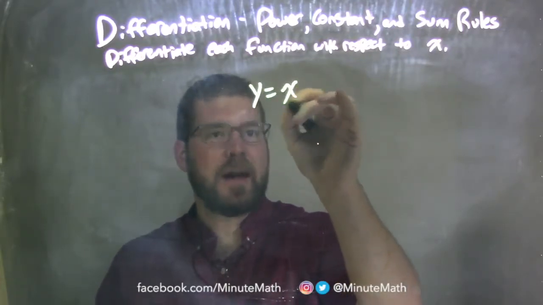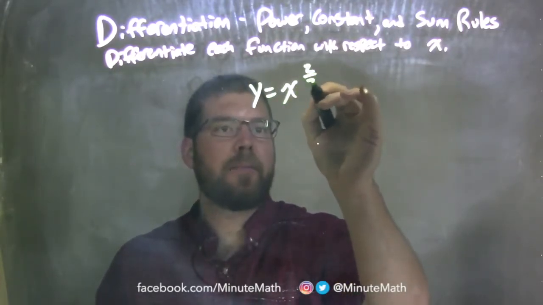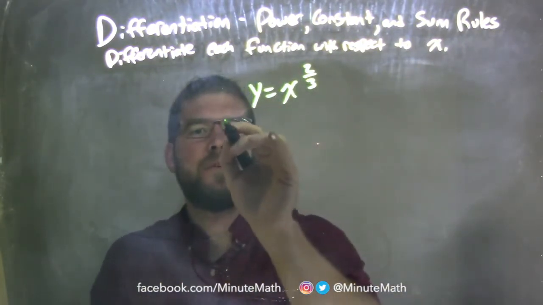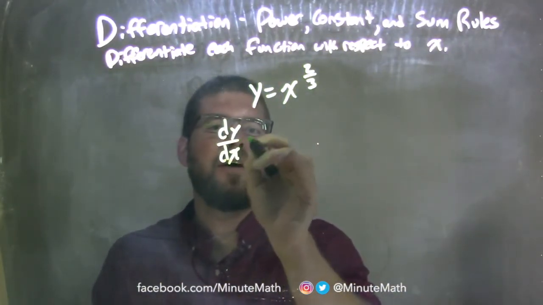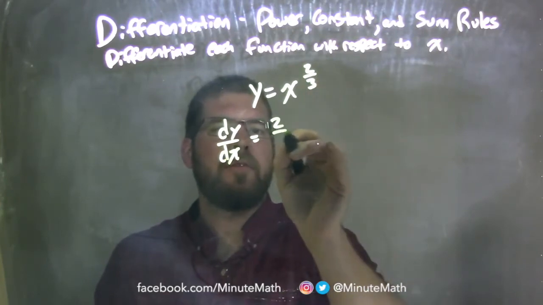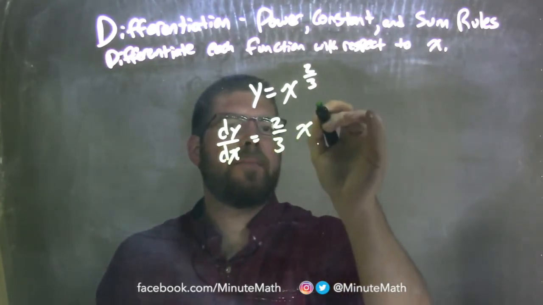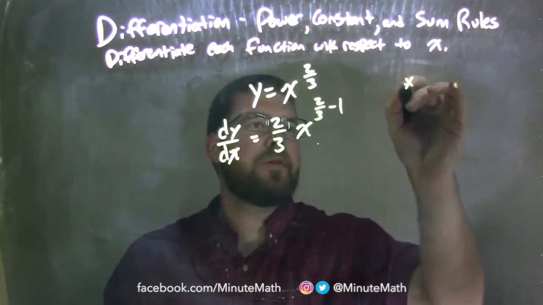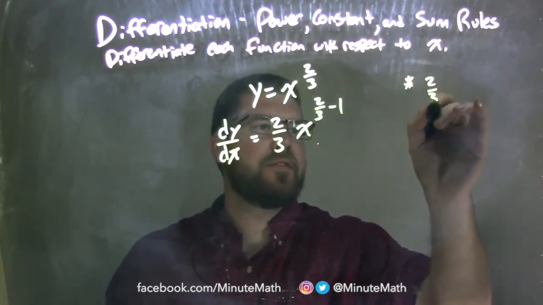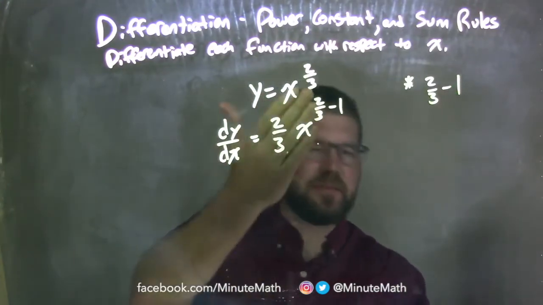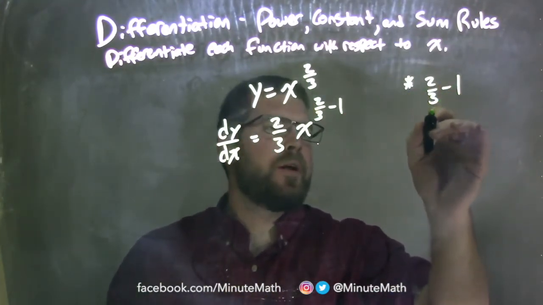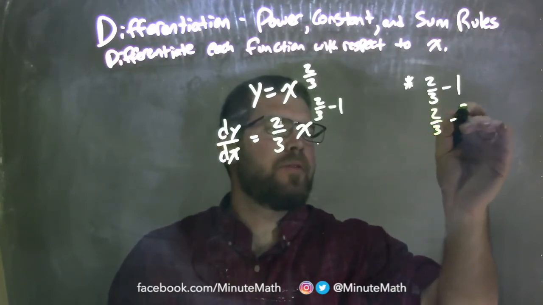Y equals x to the 2/3 power. Okay? Well, the power rule states when I take the derivative, dy dx, I bring that power up front, 2/3, x to the power, now 2/3, we take that exponent and subtract 1. Now, if you're like me, sometimes I like to see this 2/3 minus 1 on the side, but I don't like to write it for all my steps if I have little things like this to do. So 2/3 minus 1 is the same thing as 2/3 minus 3/3.